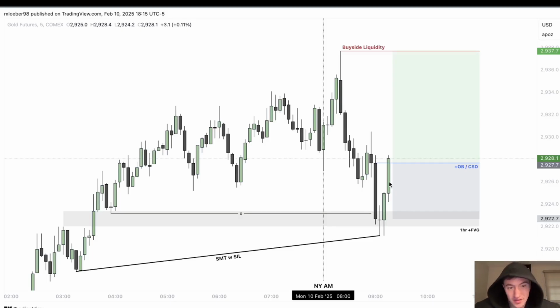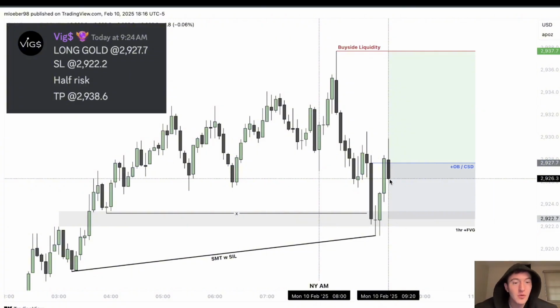Right here is 9:15. The next candle is 9:20. We confirm that down close candle as an order block and a change in state of delivery on this 9:15 candle. So all we need to do at this point is put in your buy limit at the opening price of that down close candle. Stop loss goes at the candle low and target a 1 to 2 risk to reward. Send in my execution at 9:20. Long at 2927.7, stop loss 2922.2, target 2937.7. Half risk play, we were entering on Monday.